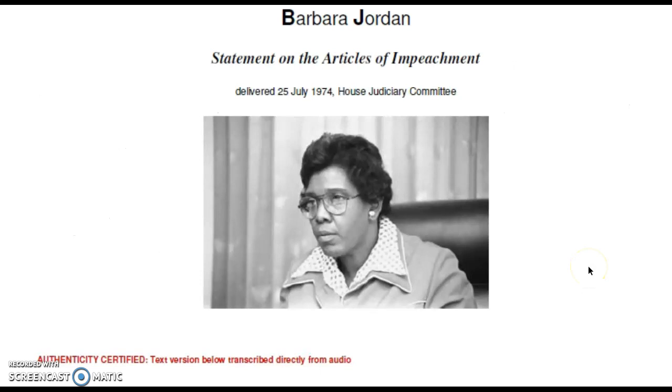So to do that, we have to look into Barbara Jordan's background a little bit. She is a congresswoman from Texas. She spoke on this particular occasion in 1974 in front of the House Judiciary Committee, and so the topic of her speech is surrounding the impeachment of President Nixon.